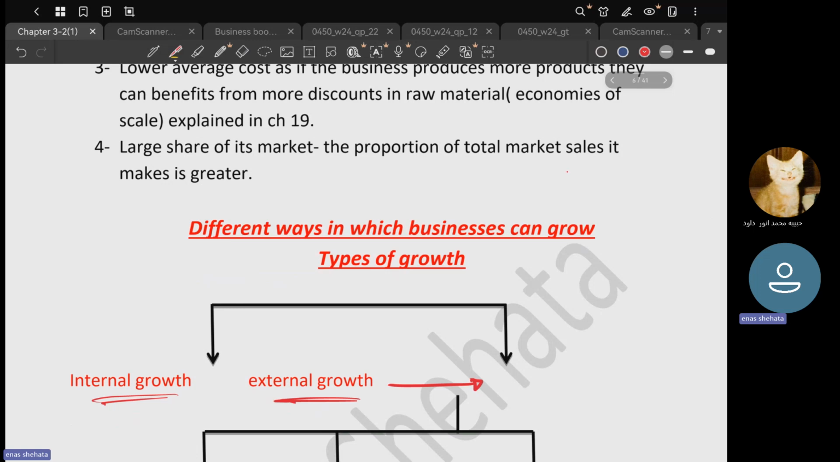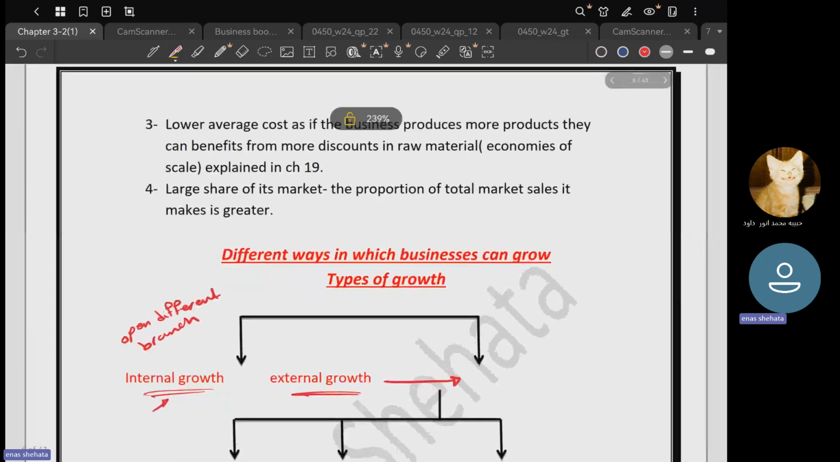External growth, no, the business will buy another business, or take over another business, or merge with another business. What is this definition? What are these expressions? It's a strange expression. Again, internal growth means the business will expand from itself, which means open different branches. I have a branch here in Dammam, if you are in Saudi Arabia, so I decide to open a branch in Khobar. So it's called internal integration. The business expands by itself.